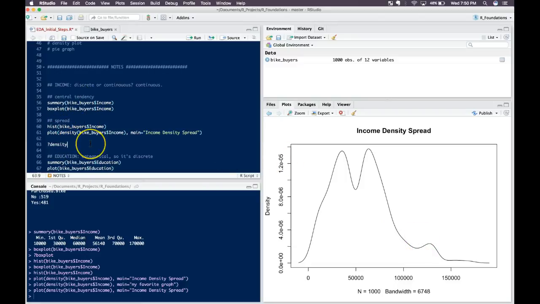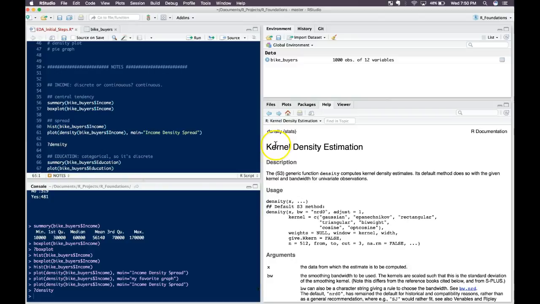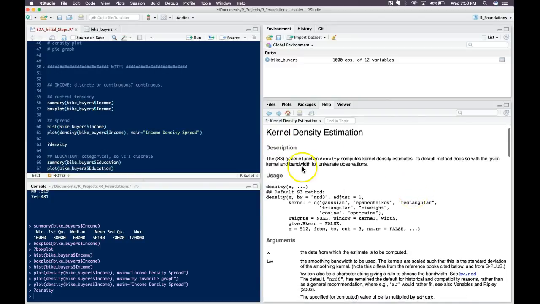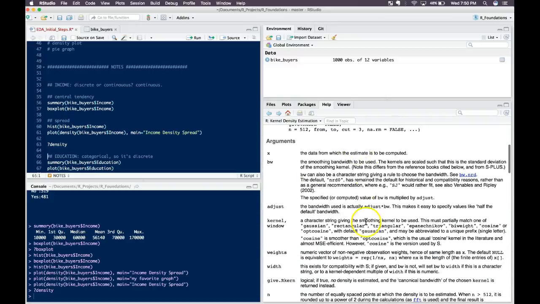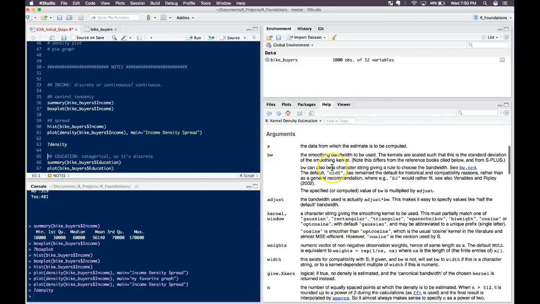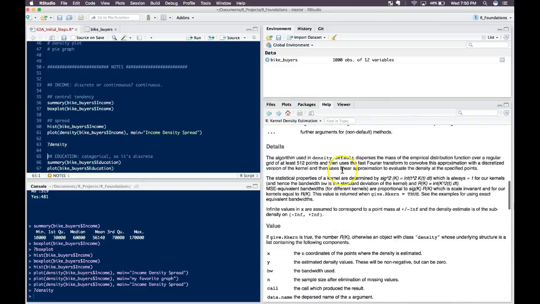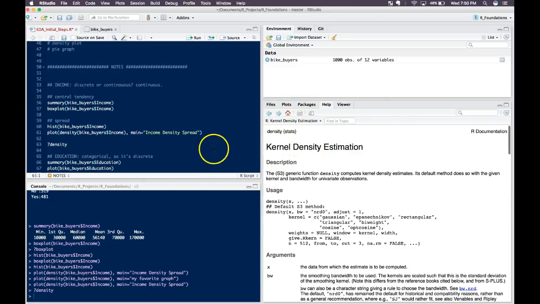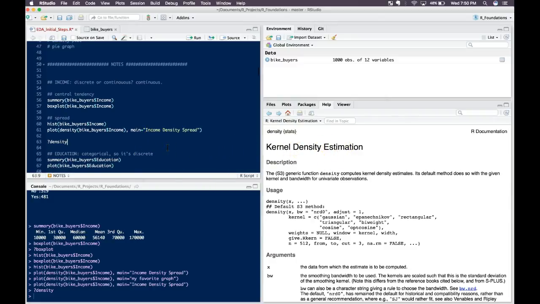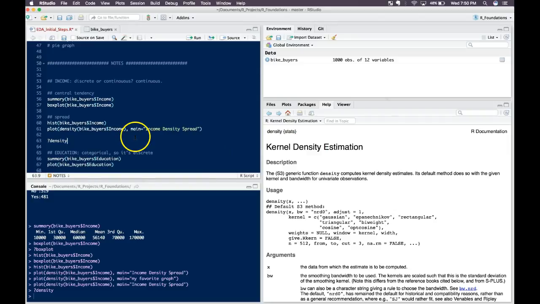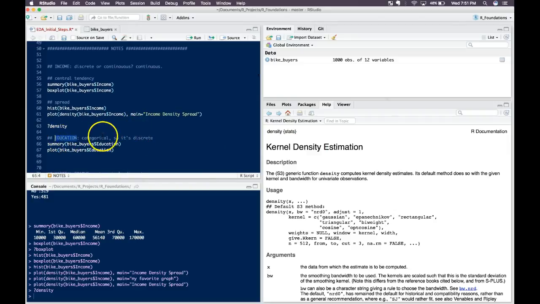If you want to know more about density, again, question mark density, and it'll tell you more about it. It says it computes the kernel density, its default method does so when given the kernel, bandwidth, univariate. So this is a lot of fancy language. I usually find that these arguments or parameters explain a lot of it. And you can Google it, and people will usually put it in more layman's terms.